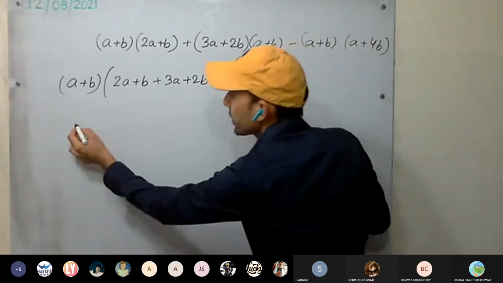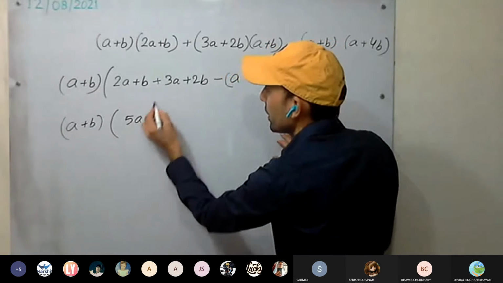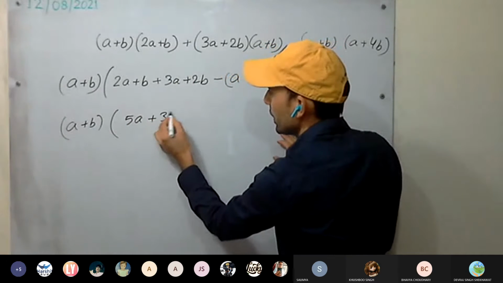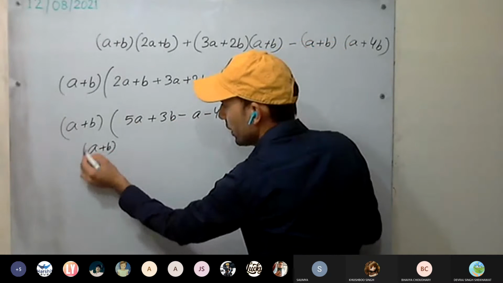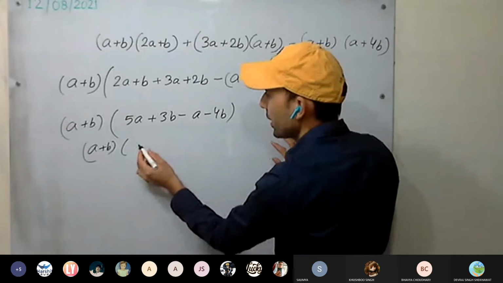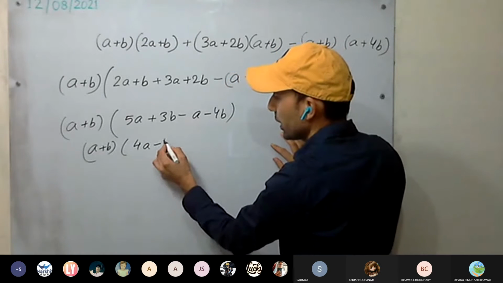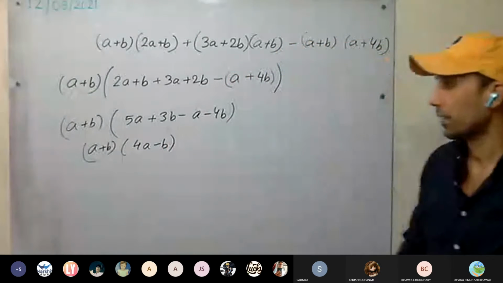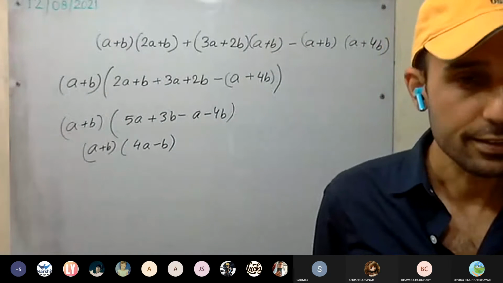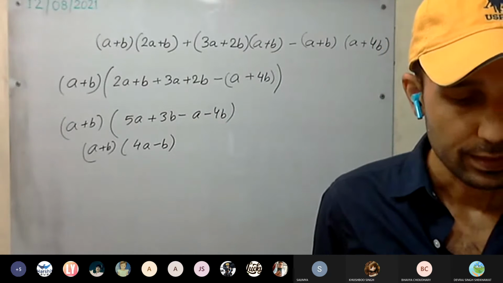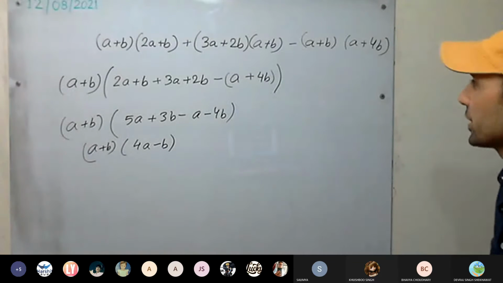Okay, one more step I write: (a plus b) times the sum. Let's add them: 5a plus 3b, minus a, minus 4b. 5a minus a is 4a, 3b minus 4b is minus b. So this will be the answer, (a plus b)(4a minus b). Is it clear? Okay. Try the next one, everyone.